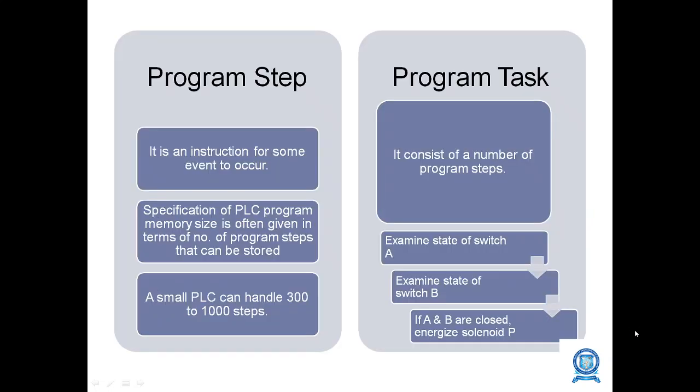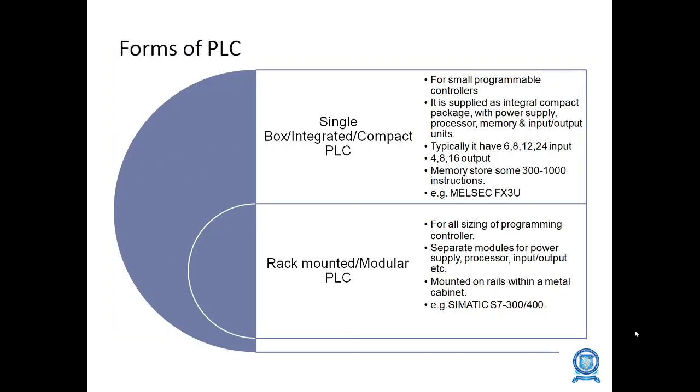The program step and program task are given. A program step is an instruction for some event to occur, and the specification of the PLC program memory size is often given in terms of the number of program steps that can be stored. A small PLC can handle 300 to 1000 steps. A program task consists of a number of program steps: examine the state of switch A, examine the state of switch B, and if A and B are closed, then energize solenoid P. This is the step-by-step program.